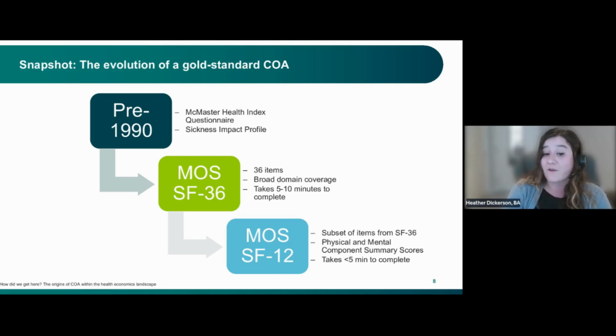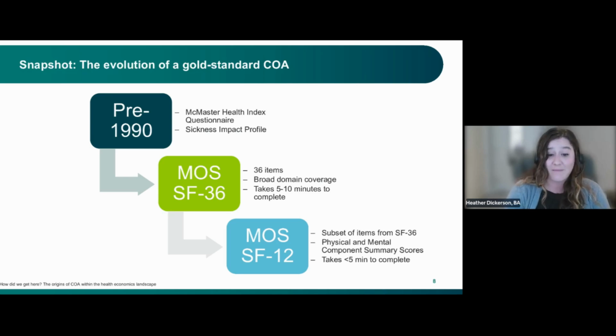So to get another view on how the COA landscape has evolved over time in response to our growing body of knowledge, and as we shift a greater focus onto the patient experience, let's take a look at the development of the 36-item short form survey, or the SF36, and then later at the 12-item SF12. So we'll start in the pre-1990s.